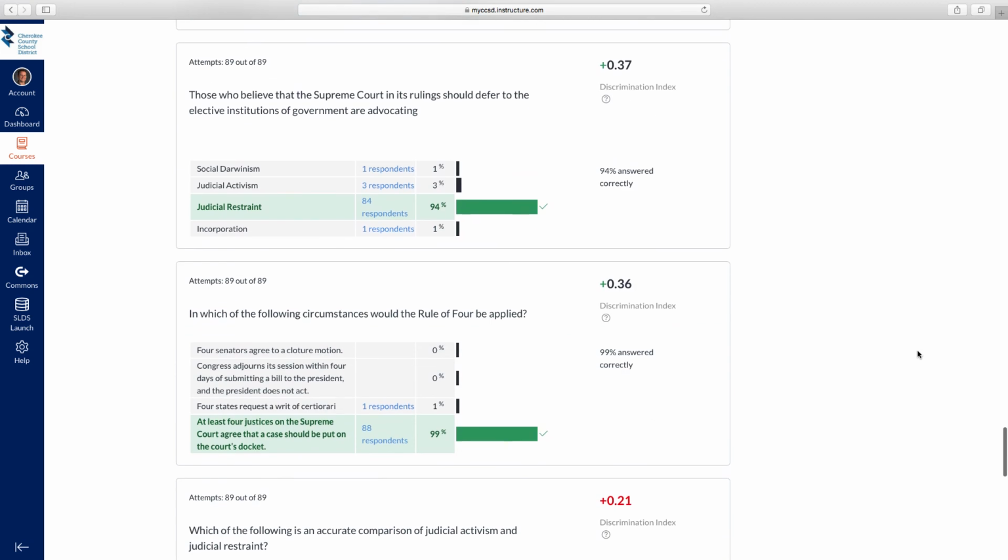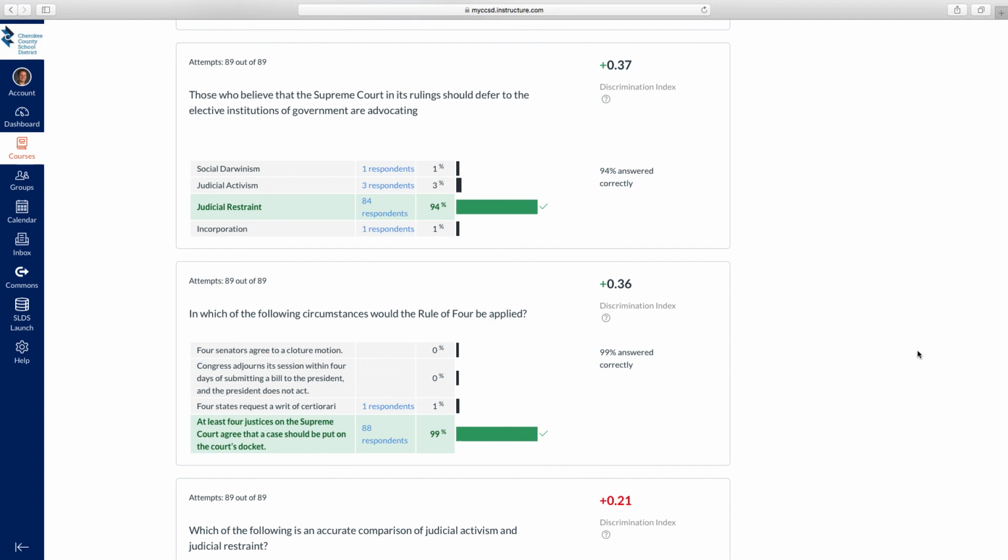Those who believe the Supreme Court in its ruling should defer to the elective institutions, meaning defer to lawmaking bodies like Congress, are advocating judicial restraint. In other words, we should be very careful about striking down laws that have been created by elective bodies. That is this philosophy of judicial restraint.